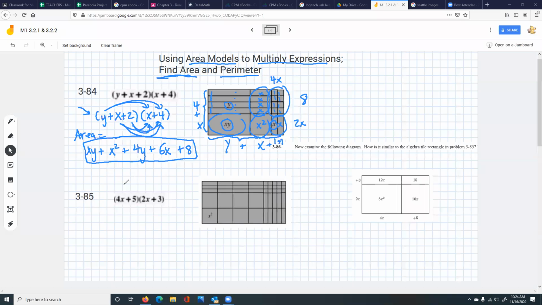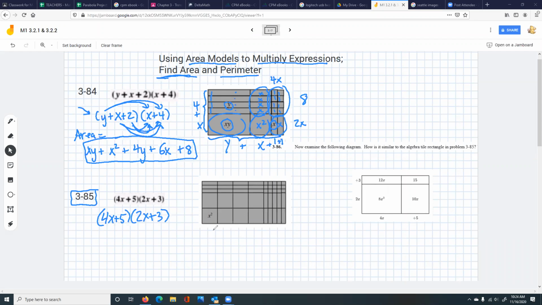Okay, so let's do another one here. This is number 85 in your book, 3-85. It's 4x plus 5 times 2x plus 3. How do we multiply that?